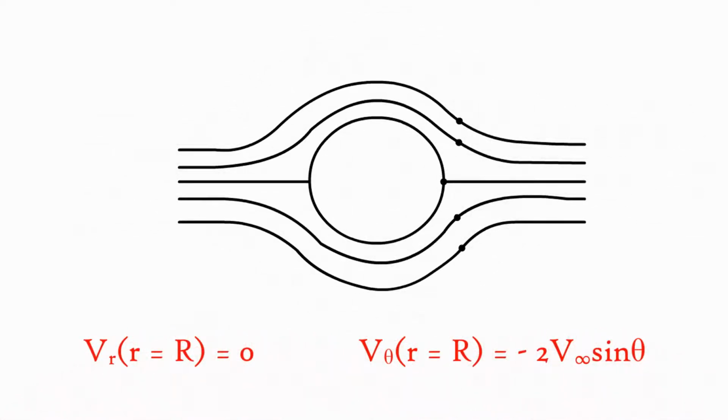Now, if we want to find the lift on the cylinder, we first must know the velocity on the cylinder surface. So we set the r coordinate equal to the radius of the cylinder, big R, so that the radial velocity V_r is 0 and the tangential velocity V theta equals negative 2 V infinity times sine theta. And it makes sense that V_r is 0 because we expect no velocity to go in and out of the surface, no injection or suction.